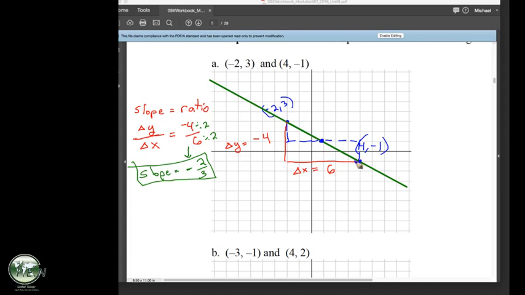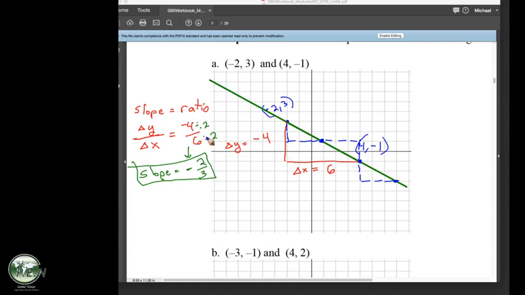Now what do you think is going to happen if I come from this point? What if I go down 2 and over 3? I'm back on the line. Okay, see that slope? And it will happen forever and ever. What if I went down 4 and over 6? I'll end up back on the line. We know that because this worked here, so that'll work.